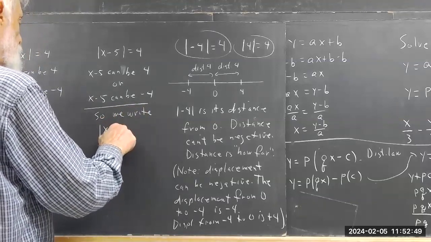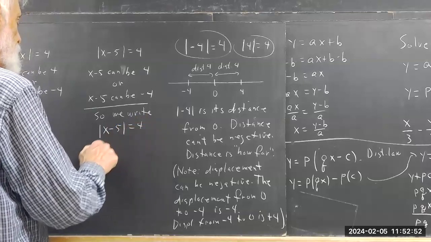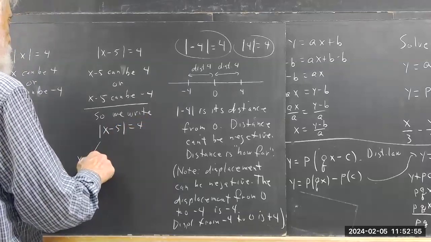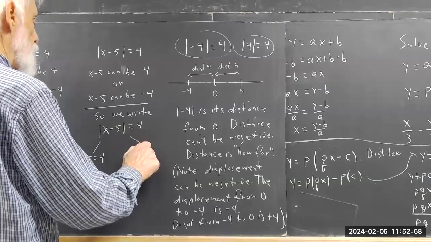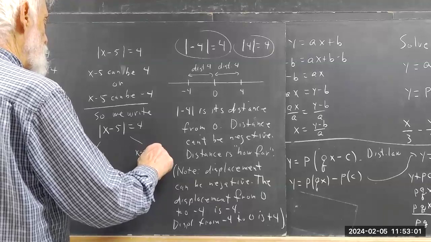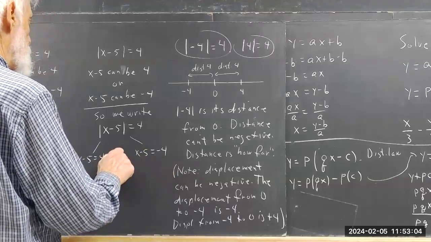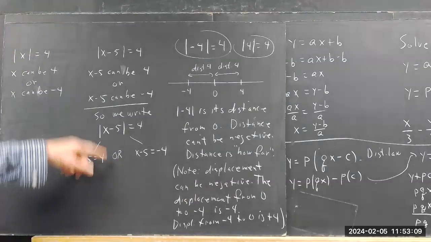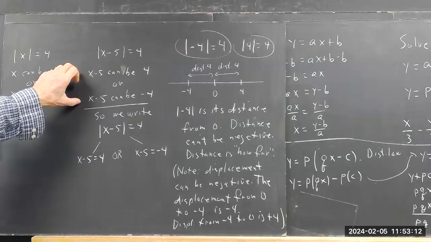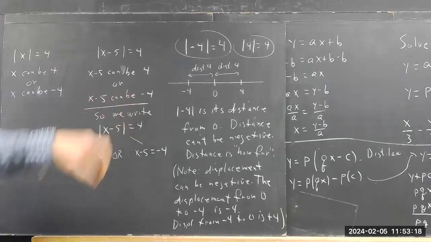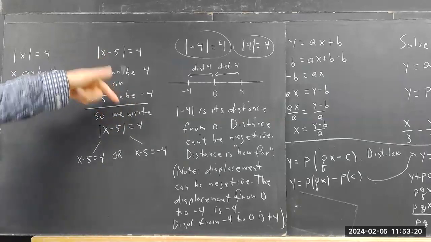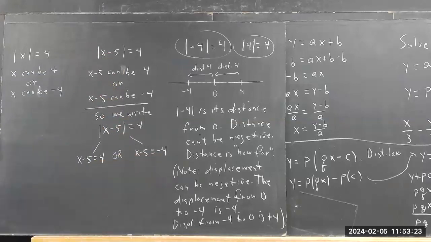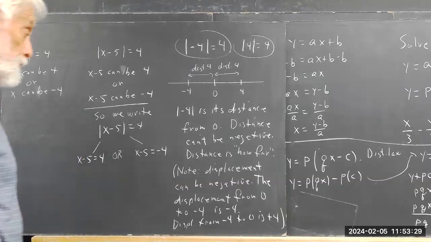Now, I recommend that you write it like this. Over here, you write x minus 5 equals 4. Over here, you write x minus 5 equals negative 4. And in capital letters, you put OR there. Does that say the same thing I said up here? If the absolute value of something is 4, that something could be 4, or it could be negative 4. That's the key idea that you want to start with when you look at absolute value equations.